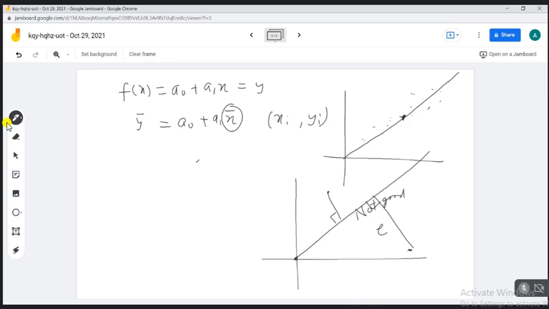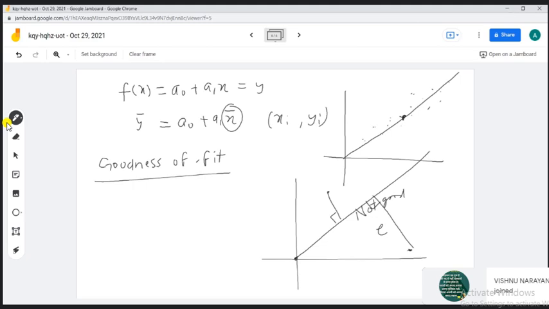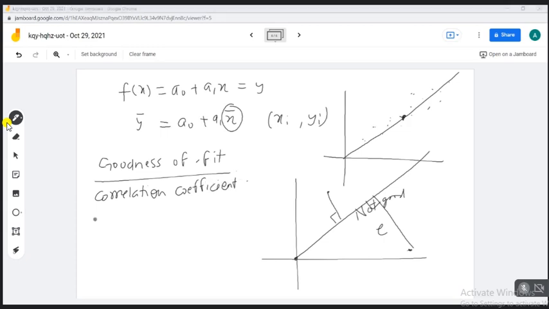So there's a technique to check the goodness of fit. How good is your fit? So how do we check goodness of fit? We calculate something called the correlation coefficient. The correlation coefficient CC is defined to be the square root of (Sy minus S) divided by Sy.